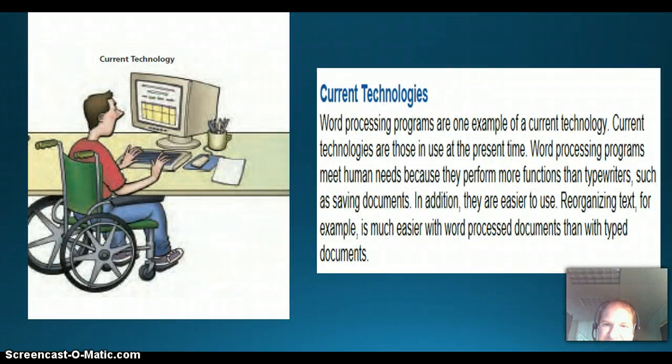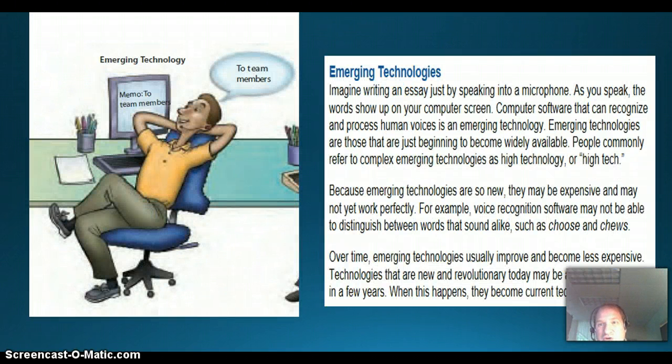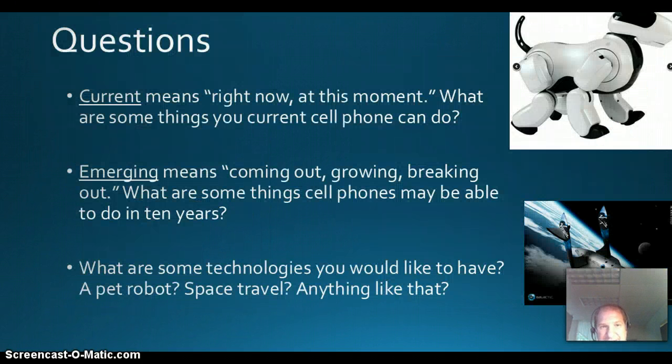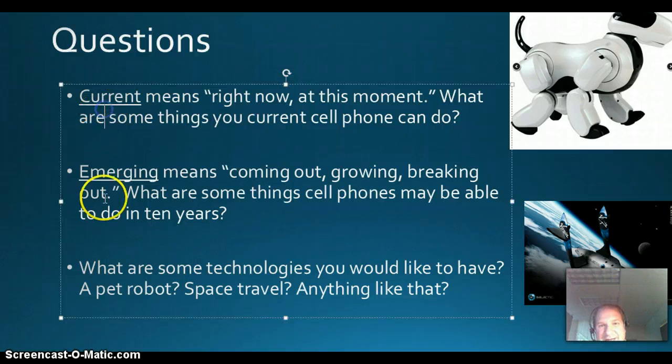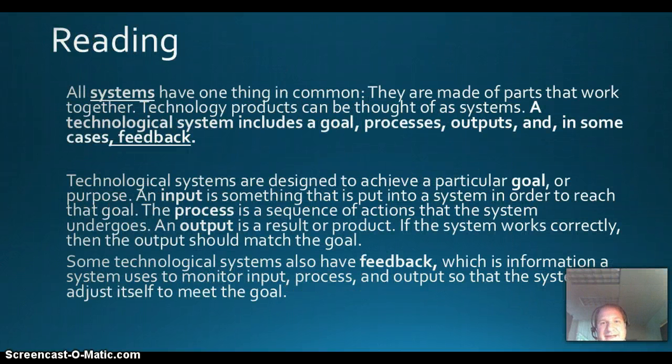So current technology, we have word processing, letting us type, which is better than writing things out. New technologies, hey, how about voice? How about it understands what you're saying so you don't have to touch that computer anymore? Pretty nice. Current, right now, emerging, coming out. So all systems are made of parts that work together.